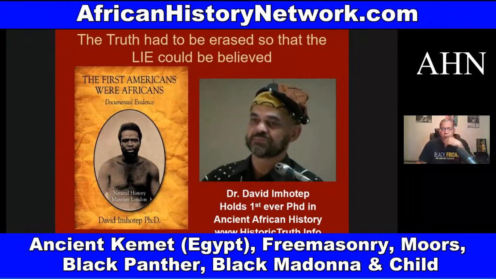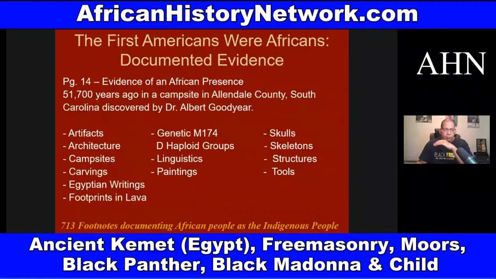Dr. David Imhotep wrote the book, The First Americans Were Africans, Documented Evidence. It first came out in 2011. He just released in late 2021 an updated book, The First Americans Were Africans, revised and expanded, which has about 200 additional pages of new research. His book deals with the African presence in North, Central, and South America, going back at least 56,000 years ago. In North America, the land that today we call the United States of America, going back at least 51,700 years ago.